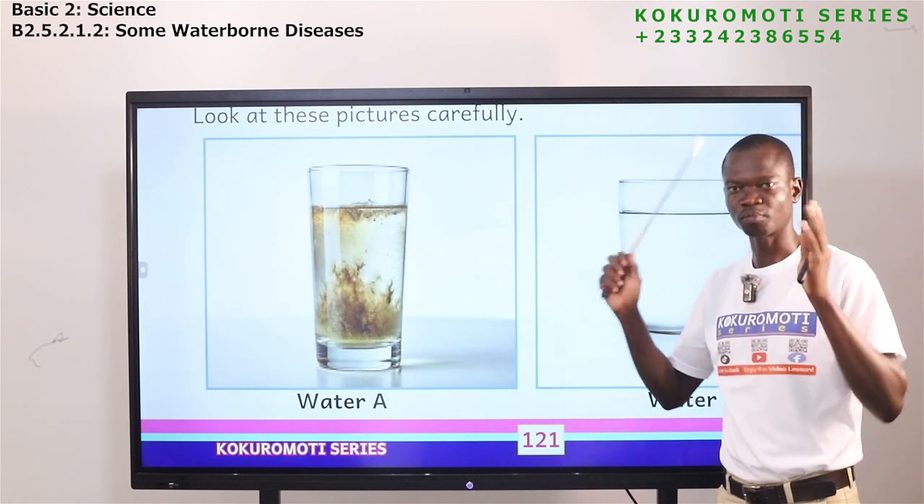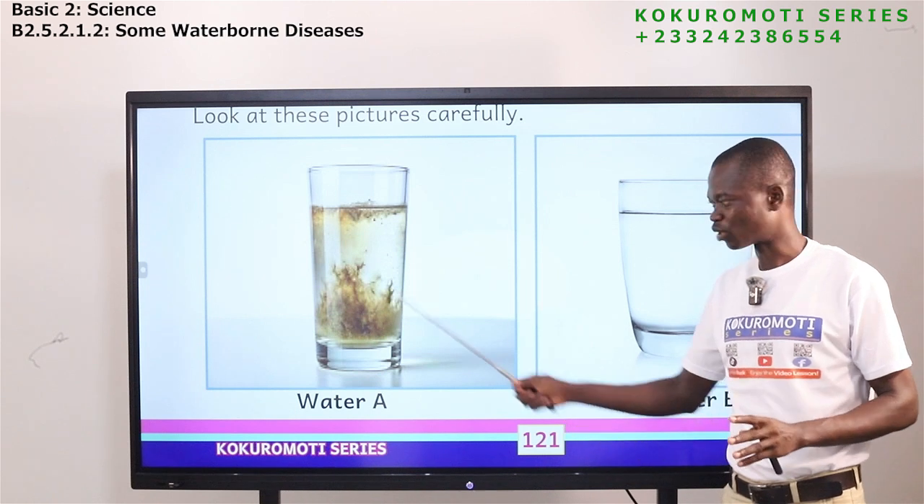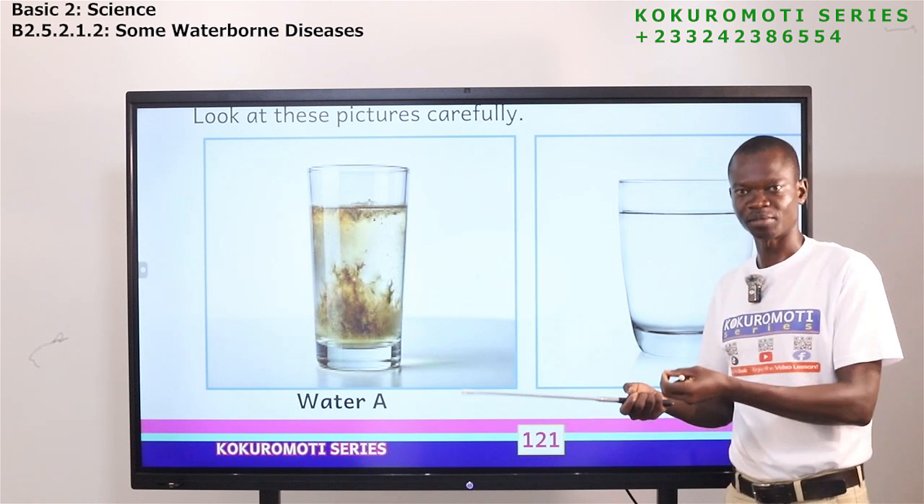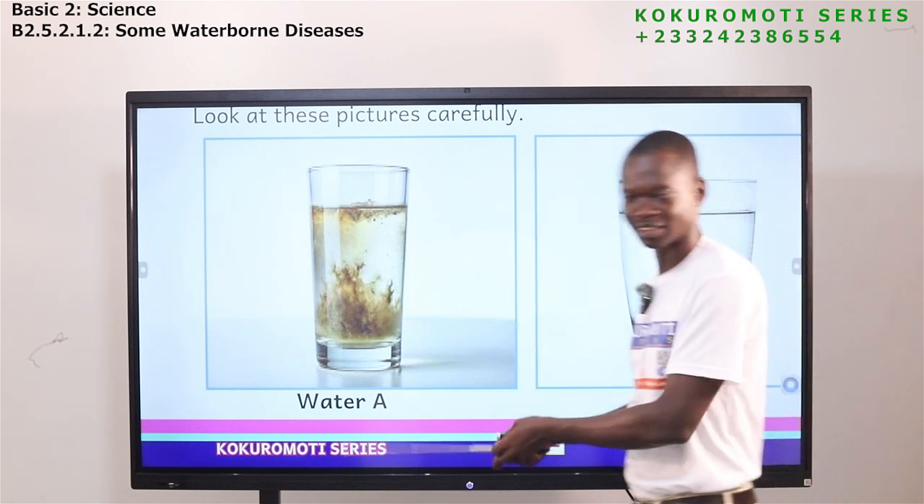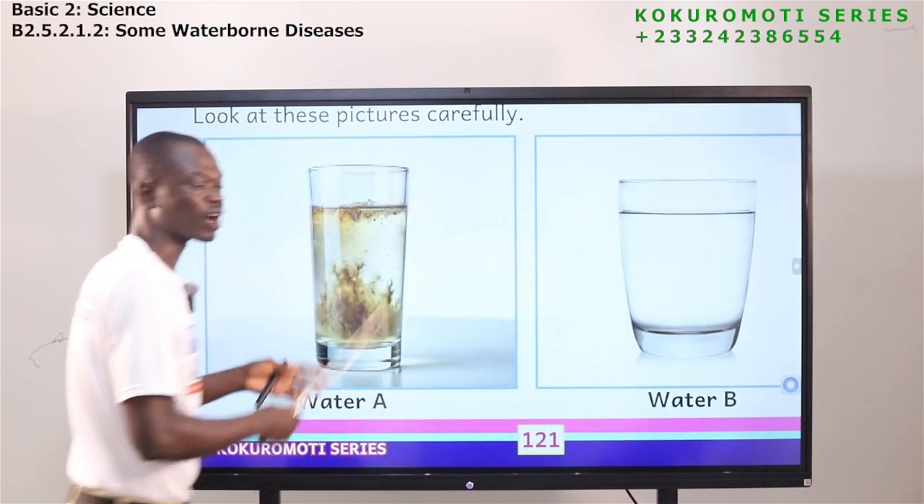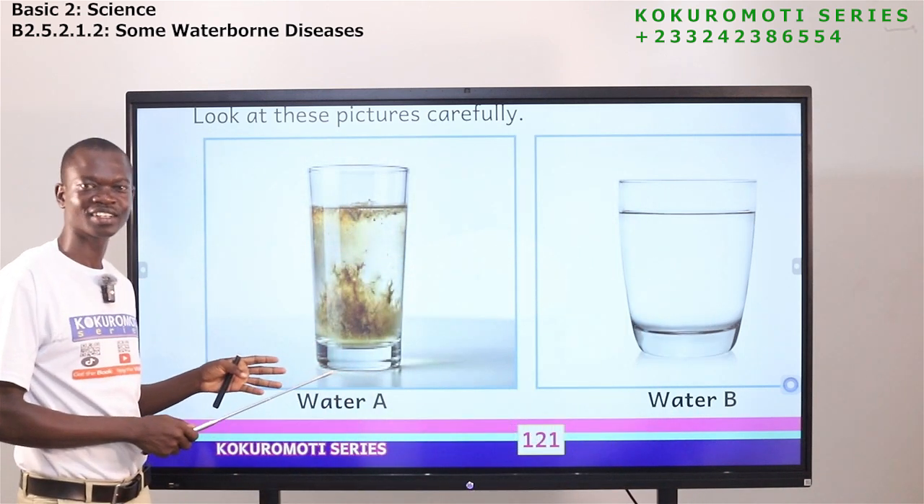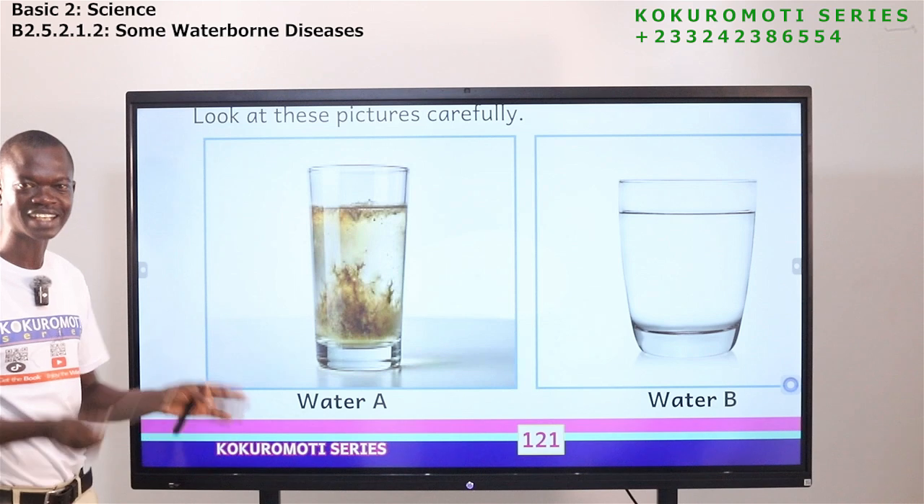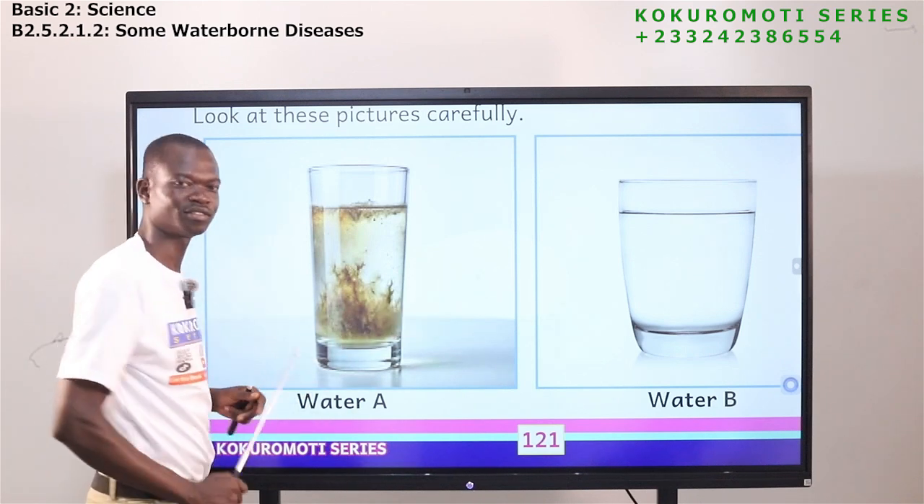Because the water is what? Polluted. Because the water contains what? Germs or some particles. It also has what? Color. Safe water or clean water doesn't have color like this one.